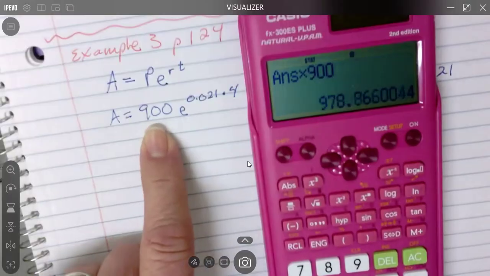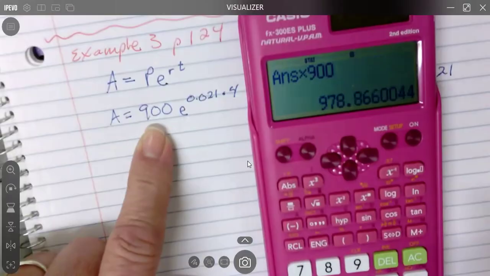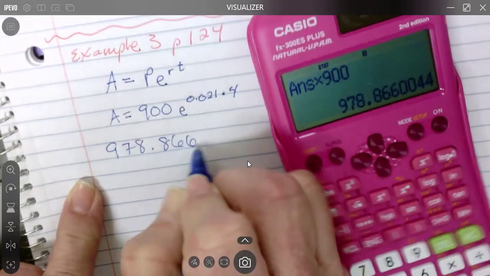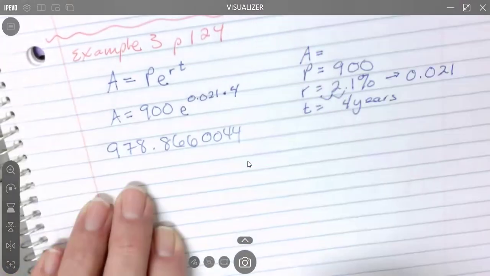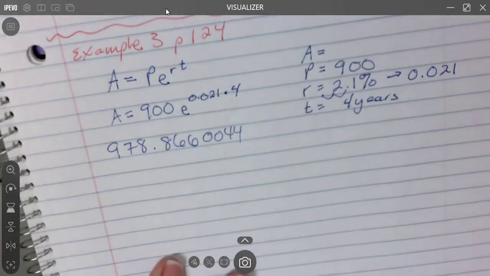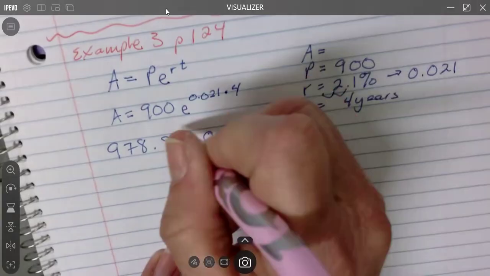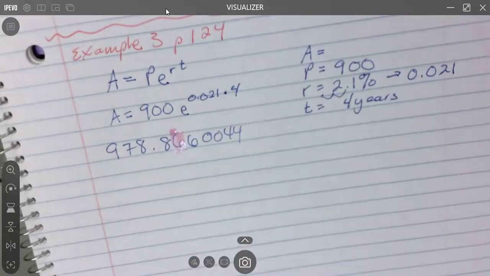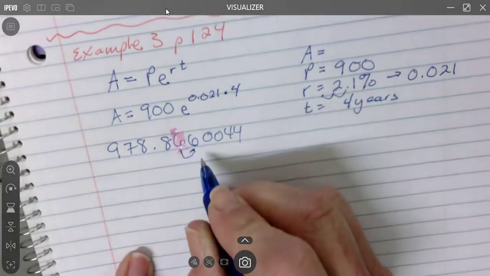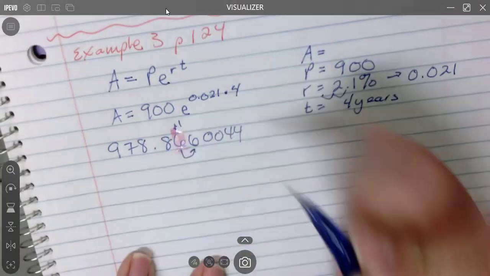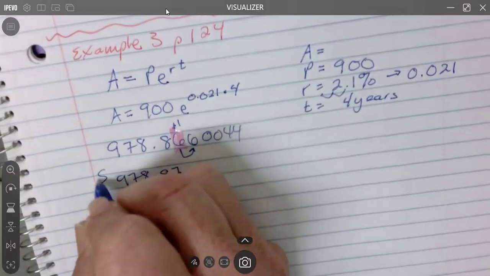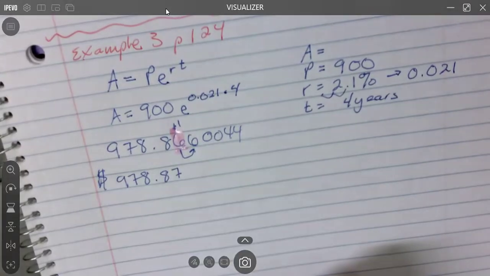And we do equals, and we get 978.8660044. Can I just put a $ sign on there and call that an answer? Absolutely not, because we round to the pennies unless we have different directions, right? So I'm rounding to the pennies, so I look to the right of the pennies. 5 or more up the score, so I'm going to add one more penny. I get $978.87 with a $ sign. There you go.